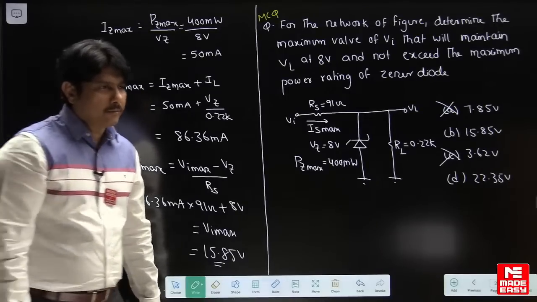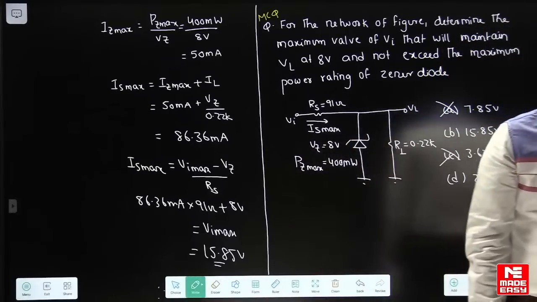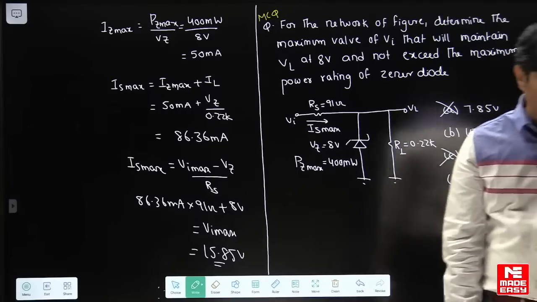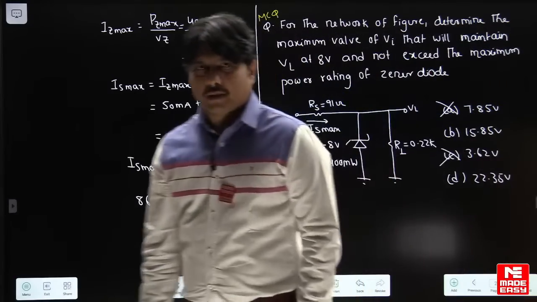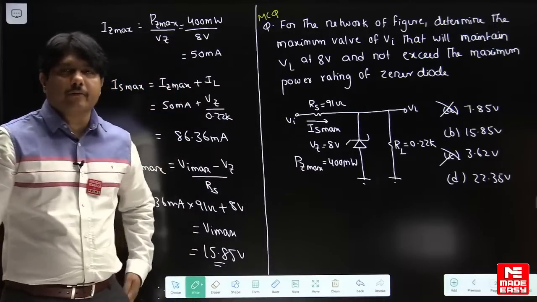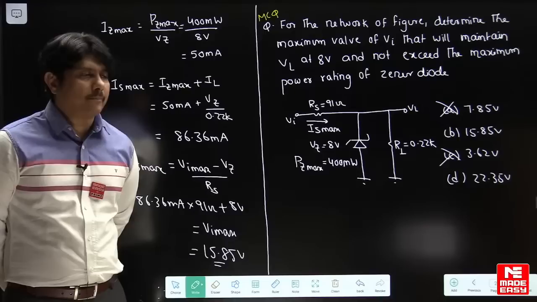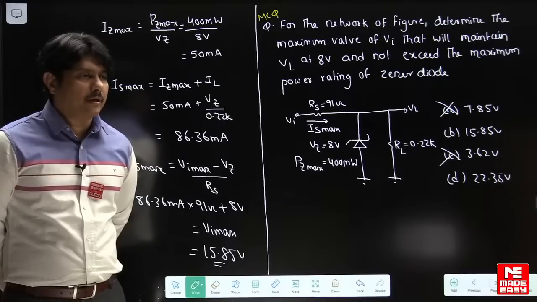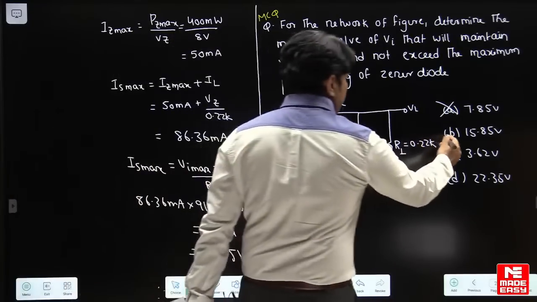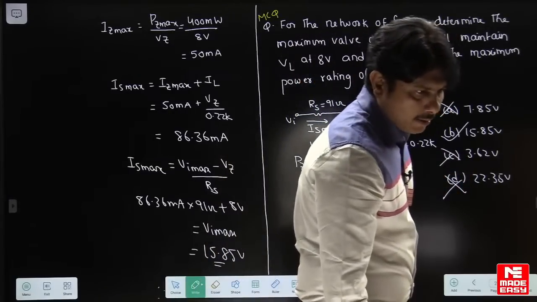Let me see how many students got this answer. 15.85. Yeah, great. All the students are giving accurate answers. That's great to see your answers. Your study is very perfect. Your practice is wonderful, to see all the answers perfectly. So B is the correct answer. D is also a wrong answer.